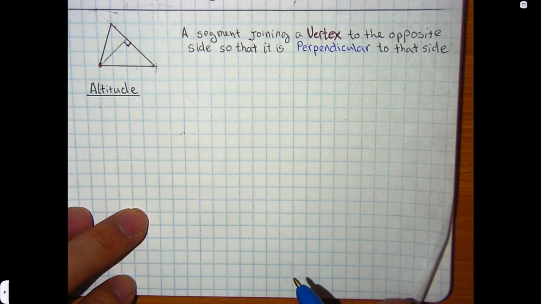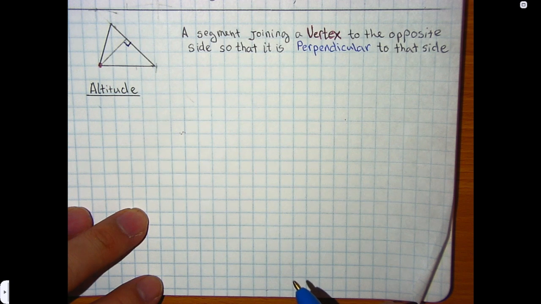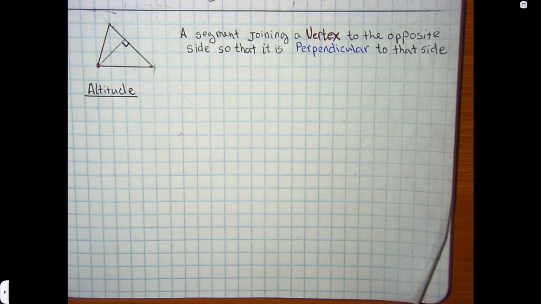All right, where are we at? Oh yeah, that's it. So that's the definition of altitude. Okay, so what about the altitude? The altitude can be inside a triangle, outside of a triangle, or a side of a triangle.